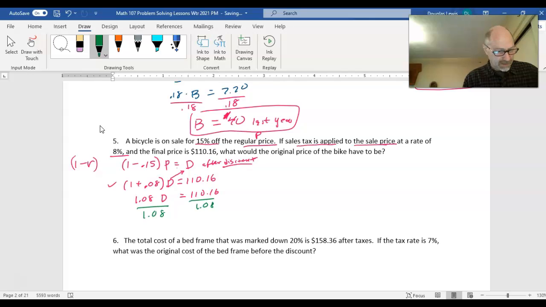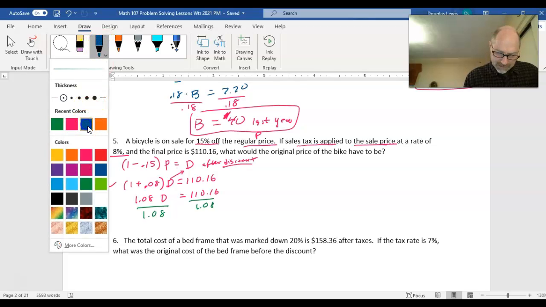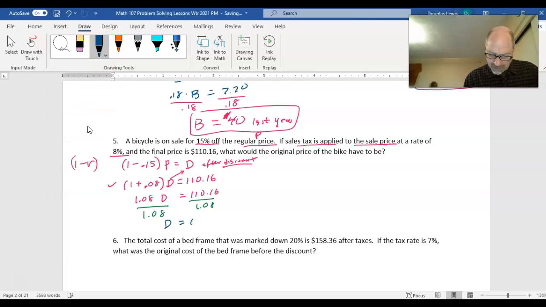$110.16 divided by 1.08 is 102. So D is equal to 102. Now these are in dollars. I should keep my dollars on there.